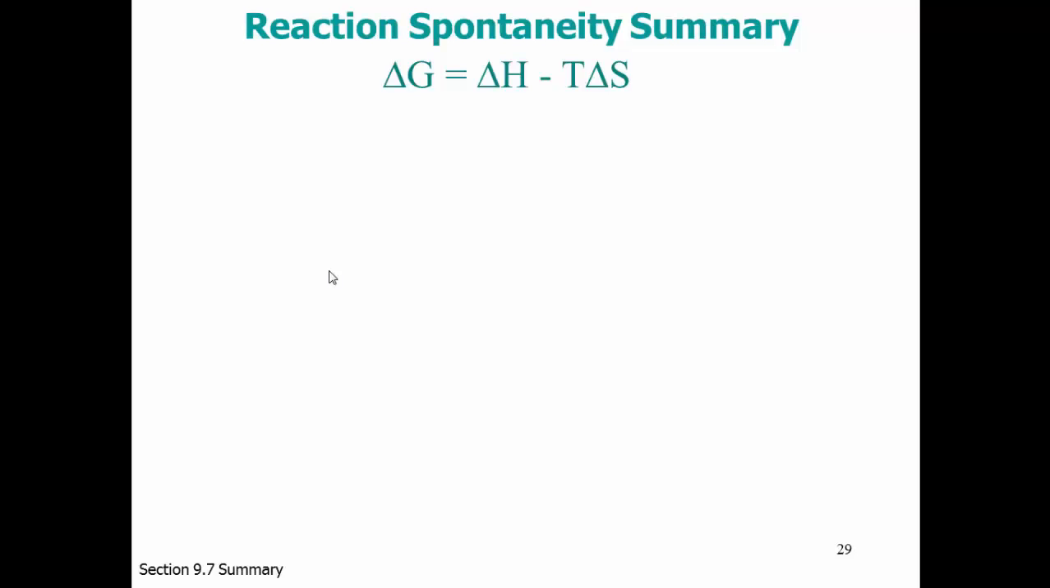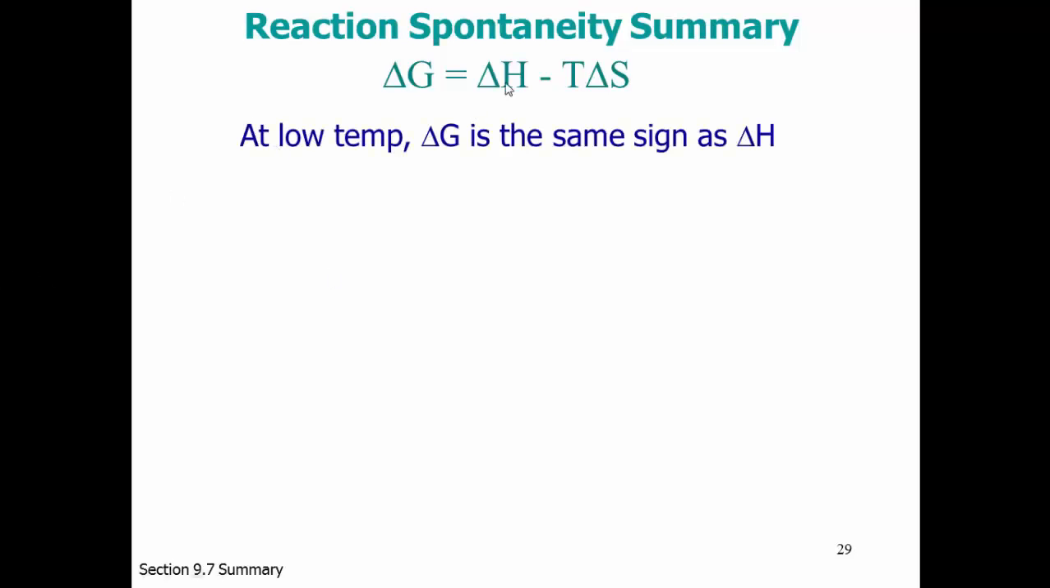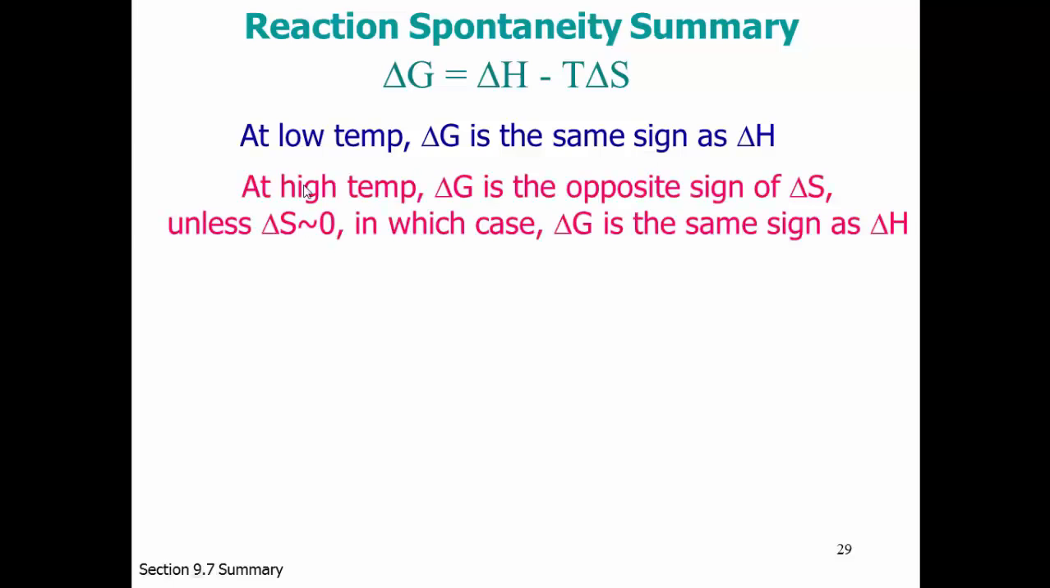To summarize this equation, when we're at low temperature, which means T could be 0, we knock out this term. So at low temperature, delta G is the same sign as delta H. When we are at high temperature, we make this term important. And since there's a negative in front of it, delta G would be the opposite sign of delta S. There is a condition, though, if you're at a situation where the value of delta S is close to 0, it knocks this term out, in which case delta G is the same sign as delta H.